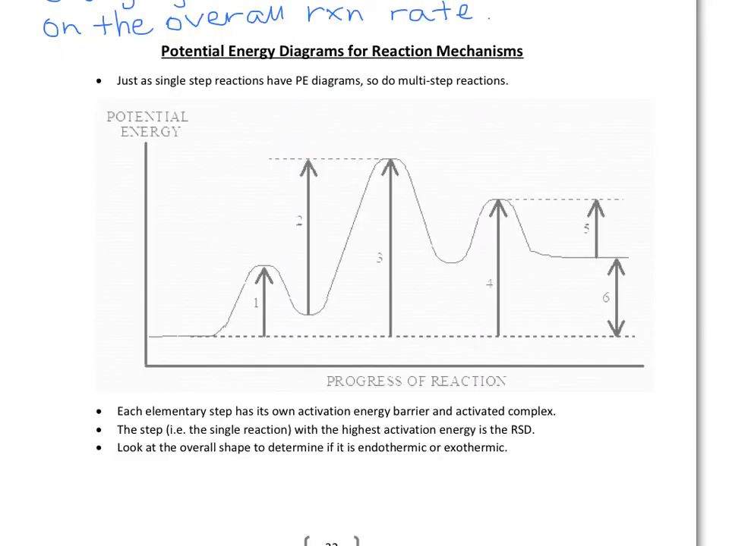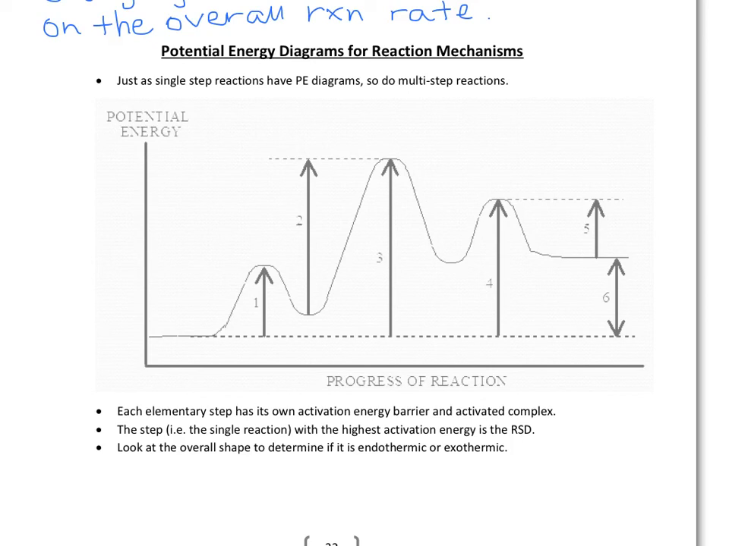The last thing in this chapter that you have to be able to do is to draw and interpret potential energy diagrams for reaction mechanisms. Until now, we've learned how to draw a potential energy diagram for a single step. Since a reaction mechanism is multiple steps, you'll notice that a potential energy diagram for a reaction mechanism looks like multiple potential energy diagrams strung together. Notice the potential energy diagram for the reaction mechanism given in the notes.